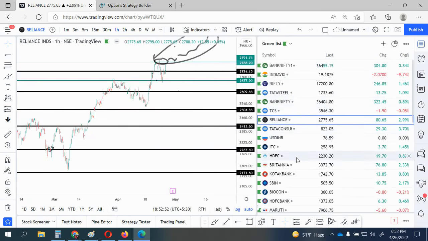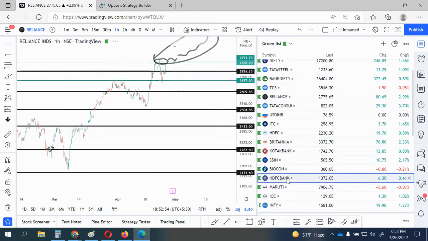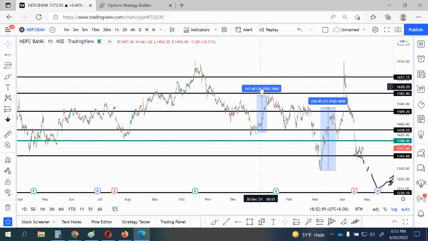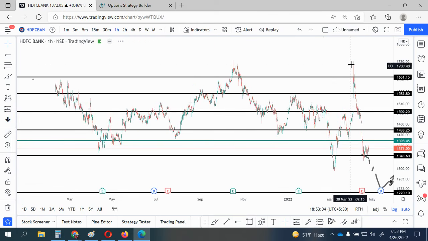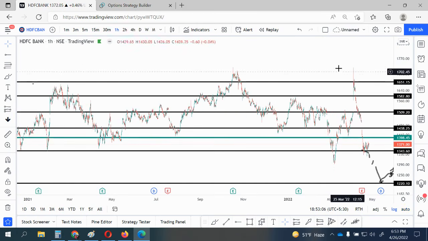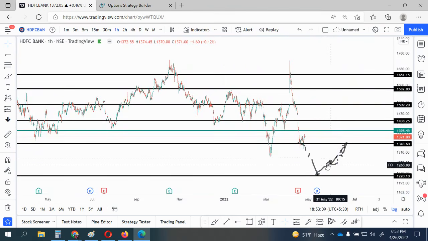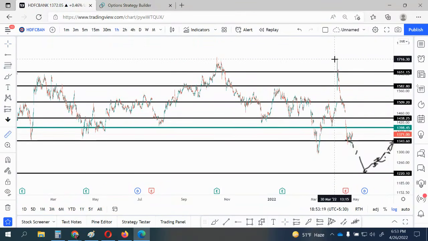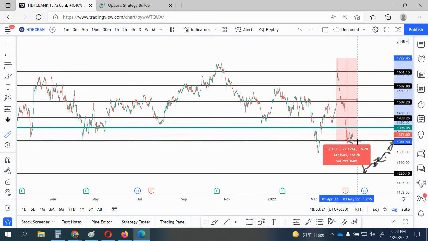Let me take HDFC Bank. I'll go to 1 hour. See, this is my analysis on HDFC. So no one can stop me from going for a debit spread, because HDFC has already made a downfall of almost 22% in 32 days. Look at the green box. In 32 days, it made 22%.